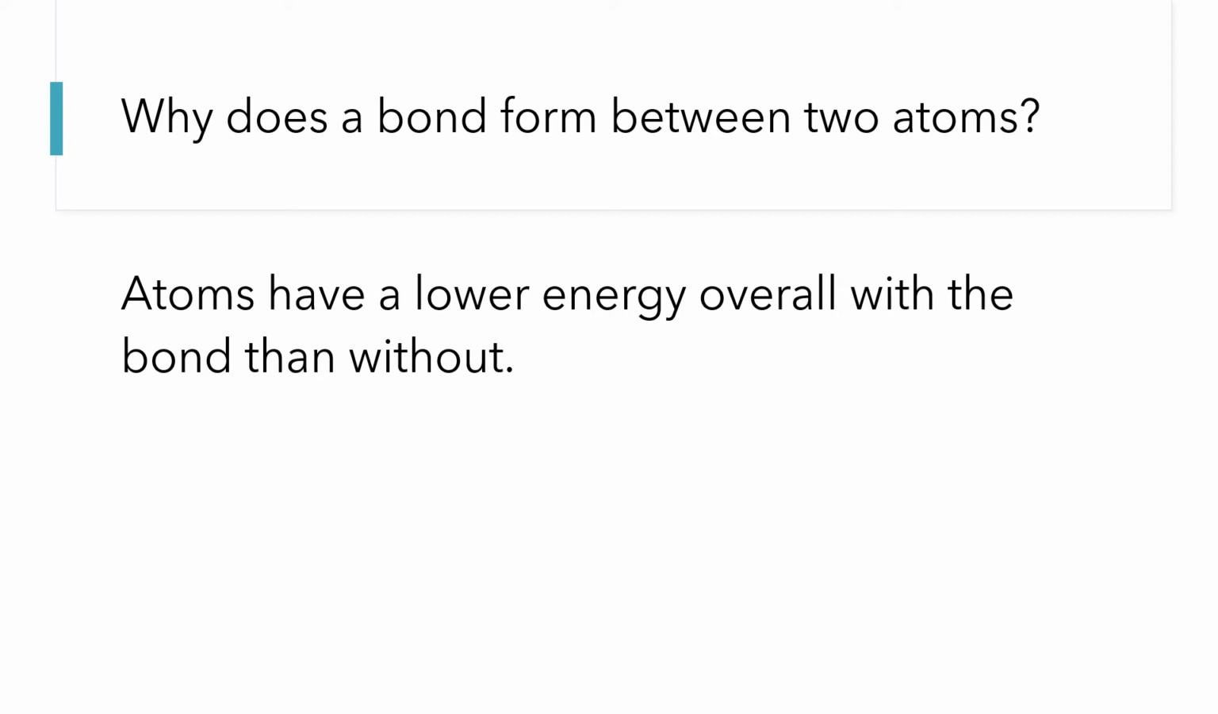The reason that a bond will form between two atoms is that those two atoms bonded together will have a lower overall energy than those two atoms being separated from one another. It's all about energy and finding that lowest energy position.